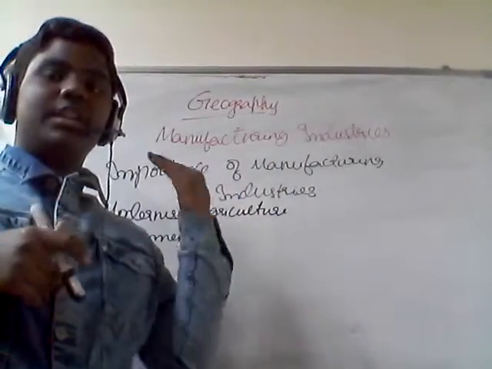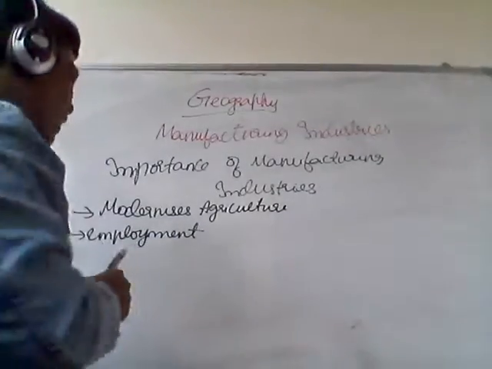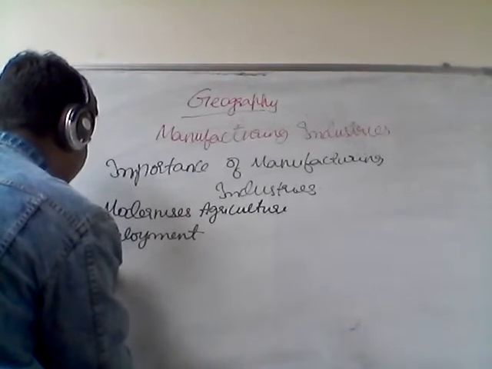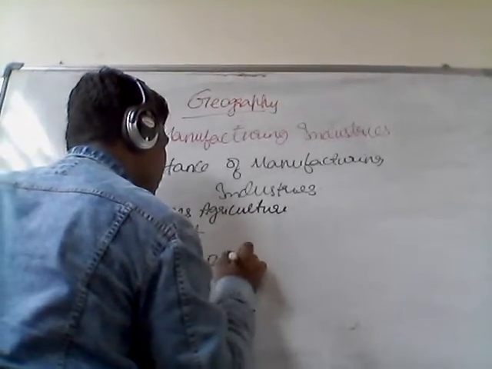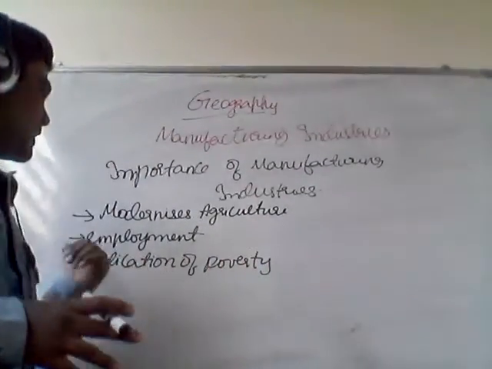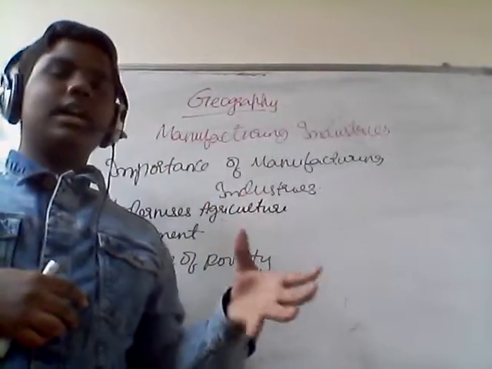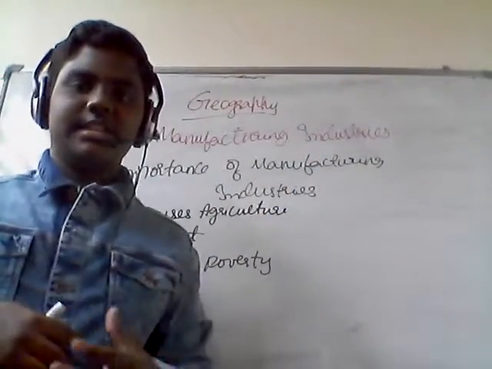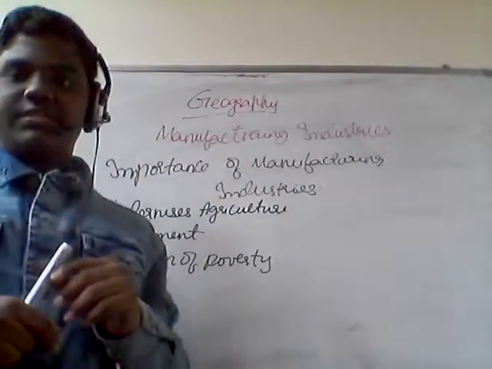By development of industries, there is more employment created in the country. When there is more employment created in the country, there will be eradication of poverty. Eradication of poverty means there will be no poverty, because people are employed. Poverty means what? People die or people suffer with no money. But as there is employment created, they will be getting salaries, so there wouldn't be any poverty in our country or in the world when there is development in manufacturing industries.